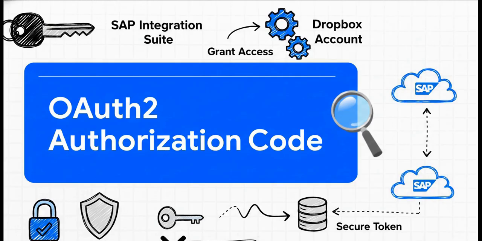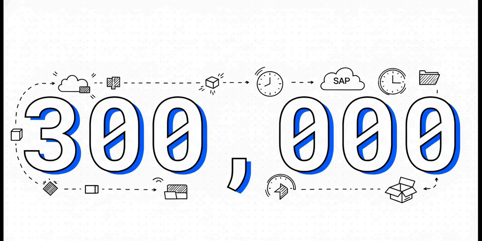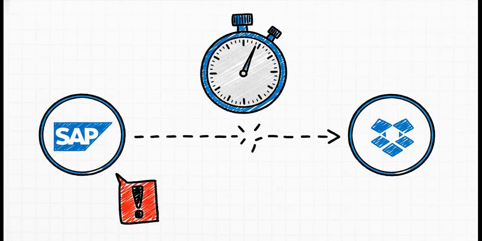And here's the best part. SAP never, ever has to know or store your actual Dropbox password. That is a huge security win. Now, when you're setting up the connection, you're going to see this big number in the settings, 300,000 milliseconds. And you might be looking at that and thinking, what on earth is that? Well, it's just the default connection timeout. It's how long the adapter will wait for Dropbox to respond before it gives up and flags an error. And 300,000 milliseconds, that's 5 full minutes. It's a pretty generous default, but you can change it to whatever you need.